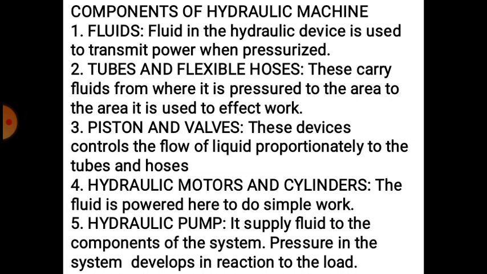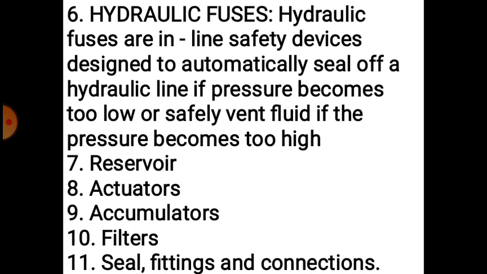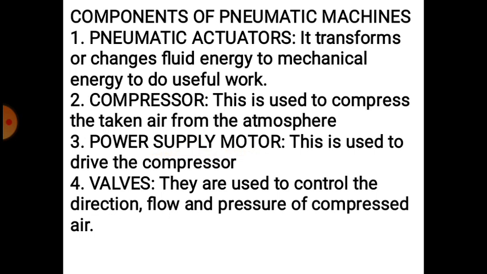Components of hydraulic machine: 1. You have the fluid, which is the major source of power in the machine. You have the tubes and hoses, which carry the fluid to where it can work. The piston and valves, the ones that have to control the fluid. We have the hydraulic motors, we have the hydraulic pump, we also have the hydraulic fuels, we have the reservoir, the actuators, the accumulators, the filters, we have the seal, fittings, and connection.